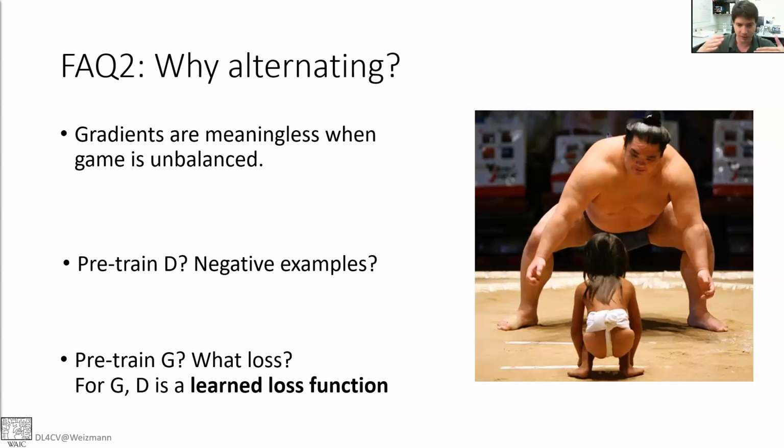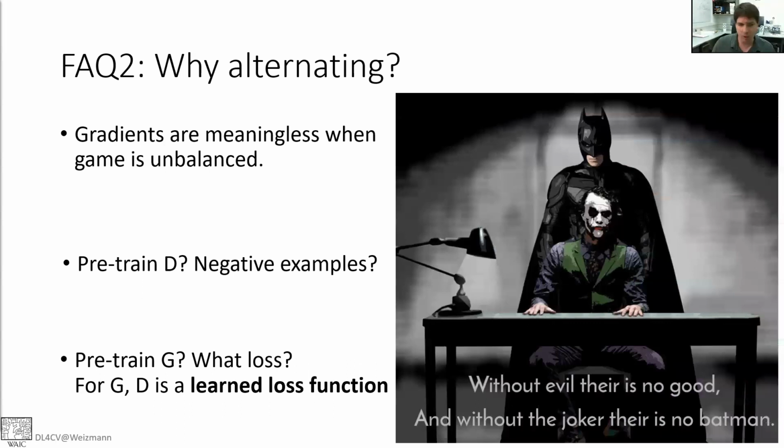They're both getting better in parallel all the time, and none of them can exist without the other. To get better, the generator must have the discriminator, and the discriminator must have the generator, and it's this equilibrium between them that is going to get us to be able to learn the distribution and to be able to generate good examples.